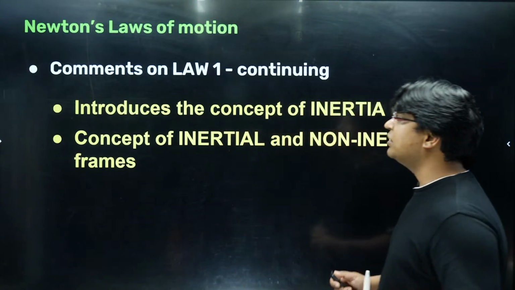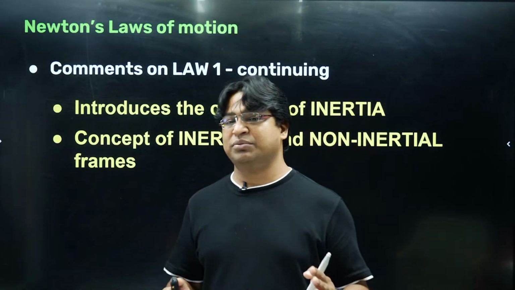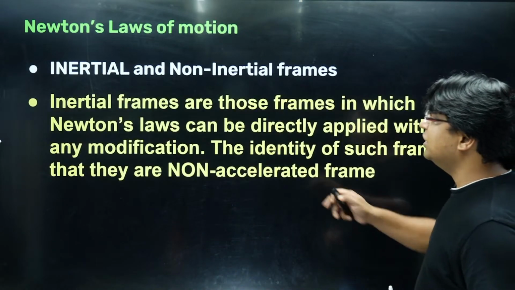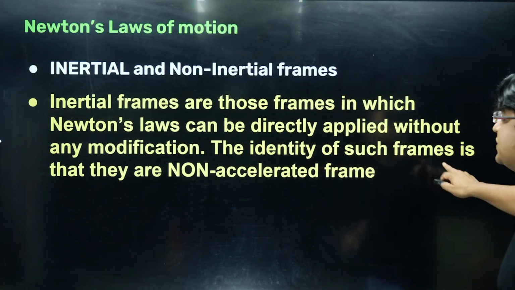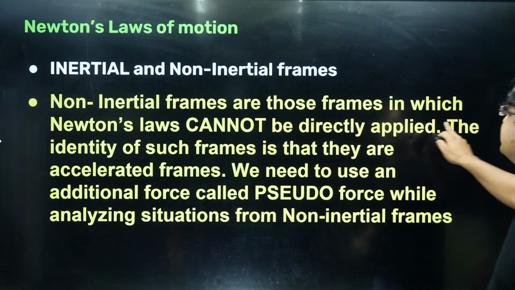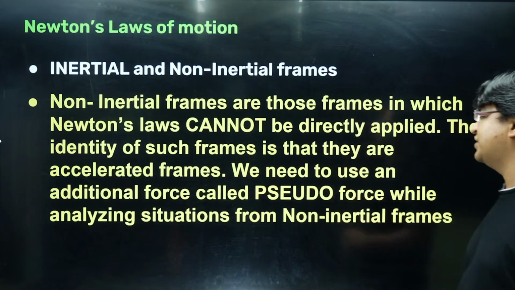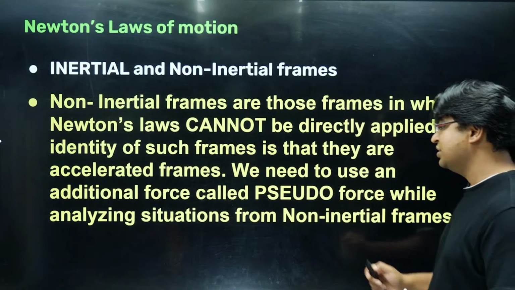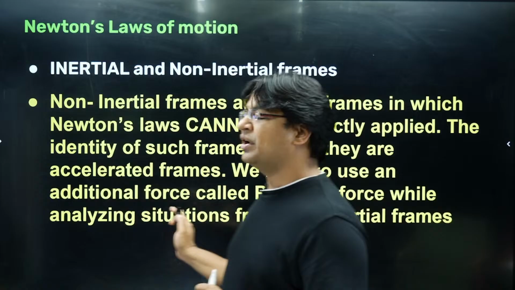Whatever we are saying may be applicable from one frame, and may not be applicable from another frame. We need to be clear from which frame we are observing the entity. Inertial frames are those frames in which Newton's laws can be directly applied without any modification. The identity of such frames is that they are non-accelerated frames. Non-inertial frames are those frames in which Newton's laws cannot be directly applied. The identity of such frames is that they are accelerated frames. We need to use an additional force called the pseudo force while analyzing such situations from the non-inertial frame. All right, are we good with this, everyone?